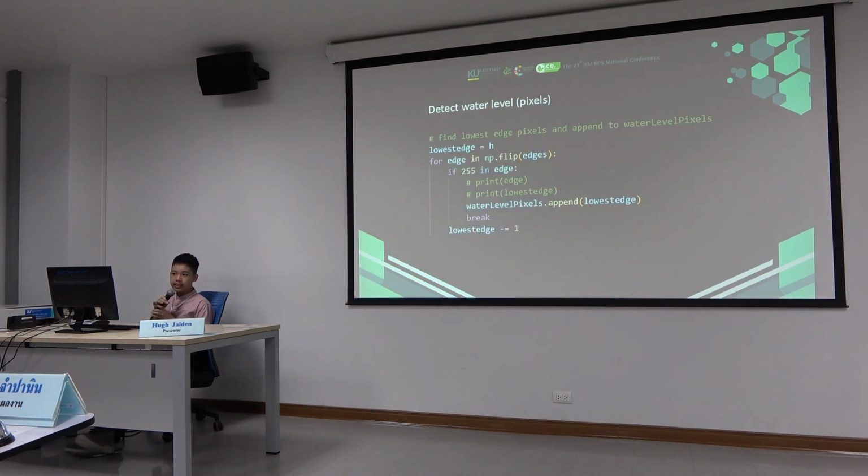And the next one is to detect the water level in pixel form. So we just go from bottom to top, see if there is an edge in the bottom of the frame, and if there's none, then we go up 1 pixel. Just keep repeating this until we find one. After that, we add it to a list.